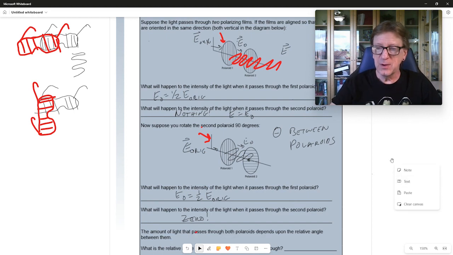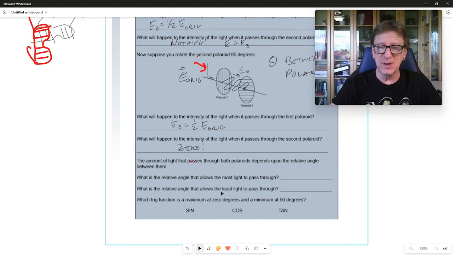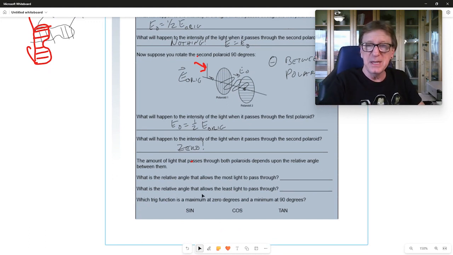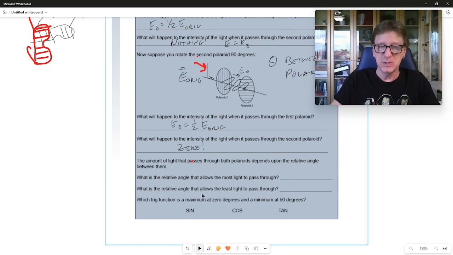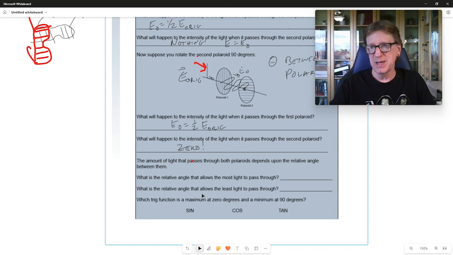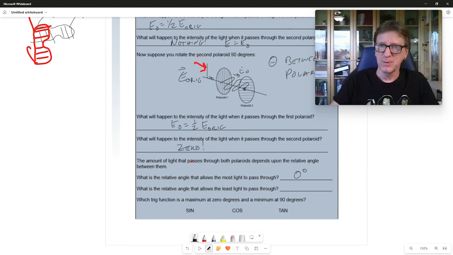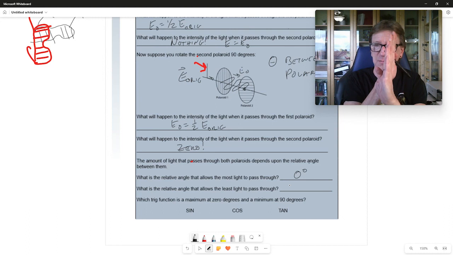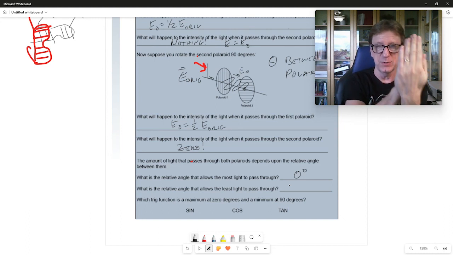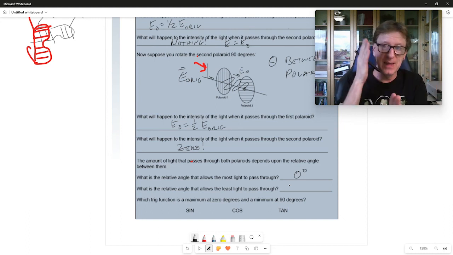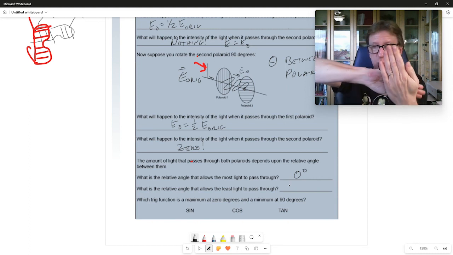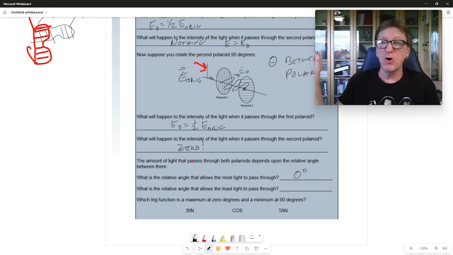So here we can see that the amount of light that passes through the polarizers depends upon that angle, that theta between them. So think about it then, based on what we've done up here. What is the relative angle that allows the most light to pass through? Well, as we said, that's going to be 0 degrees, right? So when the 2 polarizers are lined up, so when the polarization vectors are lined up, then the angle between them is 0. We're not talking about the angle hitting the lens. We're talking about the angle between the polarizers, not talking about the angle of the light at all.